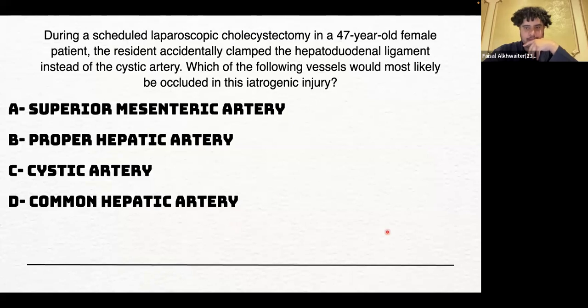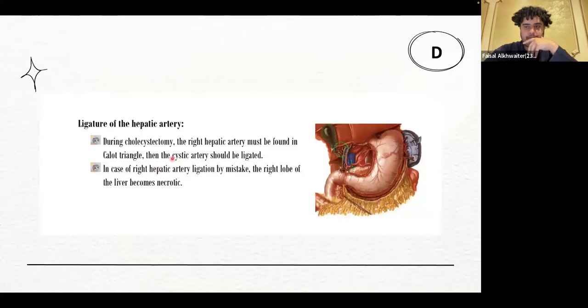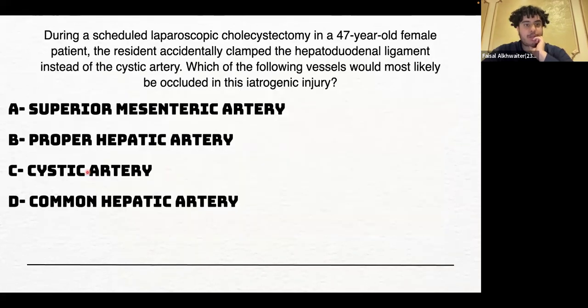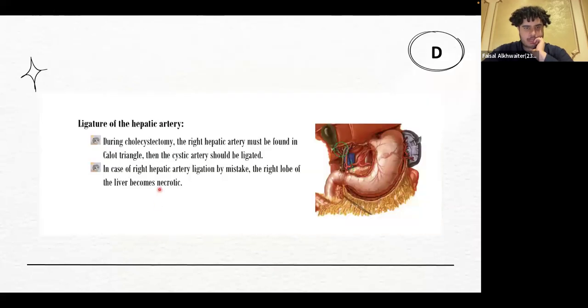But it is D. No, it is our favorite triangle of Calot, which has, as you can see here, the hepatoduodenal junction. It has the branches of the right hepatic. As soon as it is ligated. Sorry, my bad. It's B. I don't know why. It is the common, it is right hepatic.